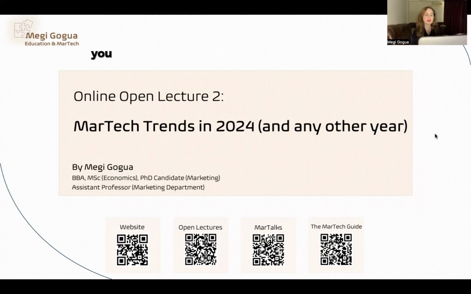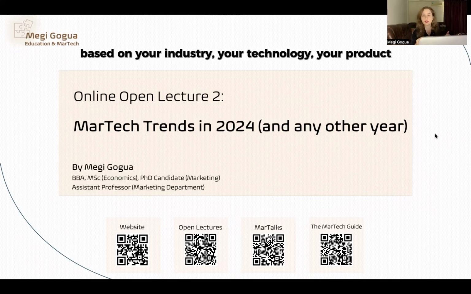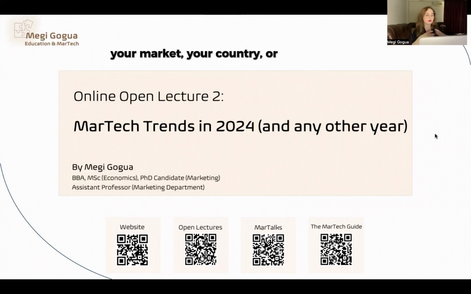But at the same time, you can certainly take a more comprehensive look, not only using MarTech trends in your Google search, but also marketing trends or technological trends, right? You can use them all together to try to build your own picture based on your industry, your technology, your product, your market, your country, right? So this is something that I would like to cover today, and I invite you to stay with me for this short online open lecture.